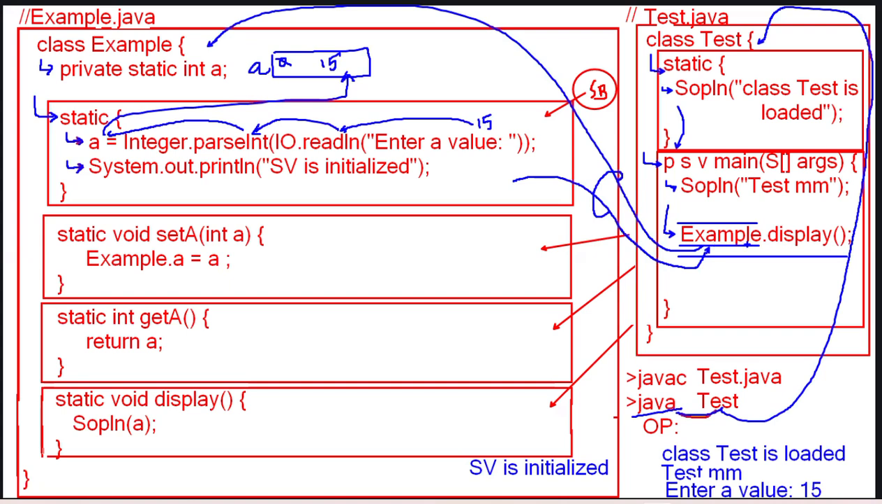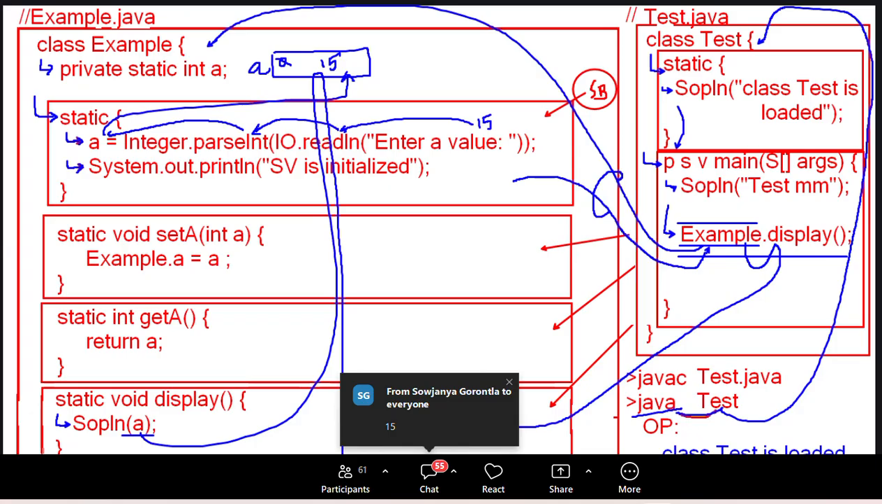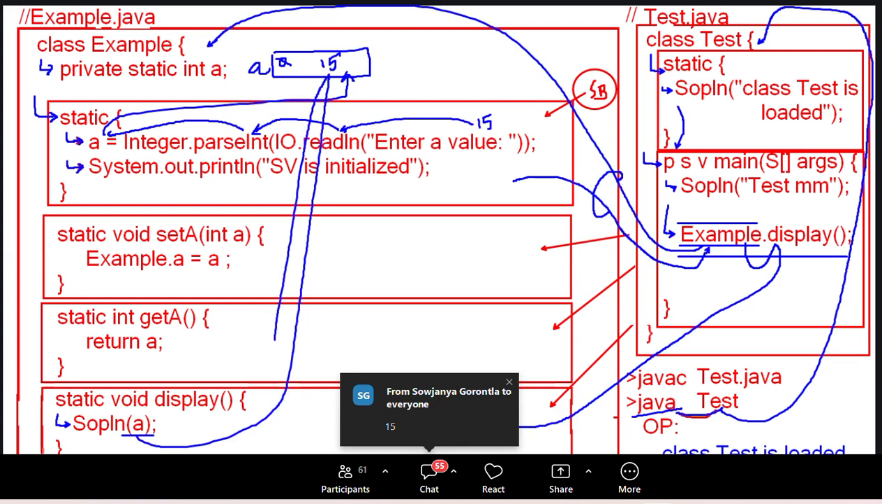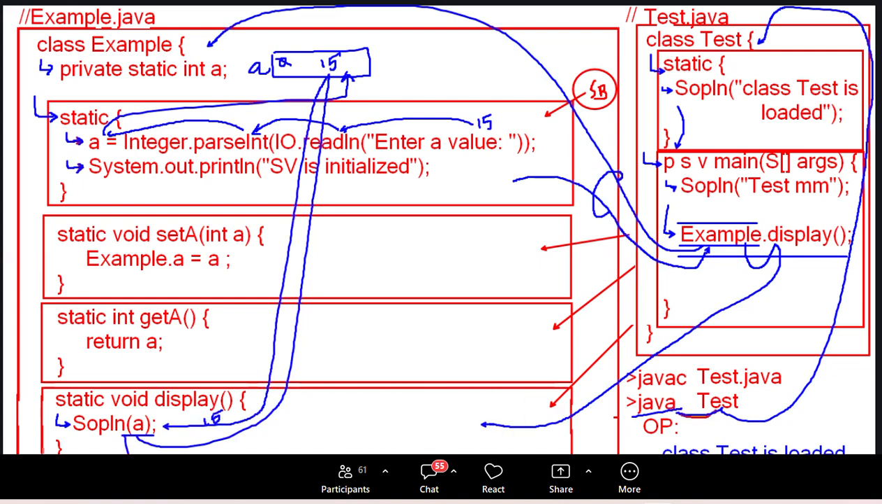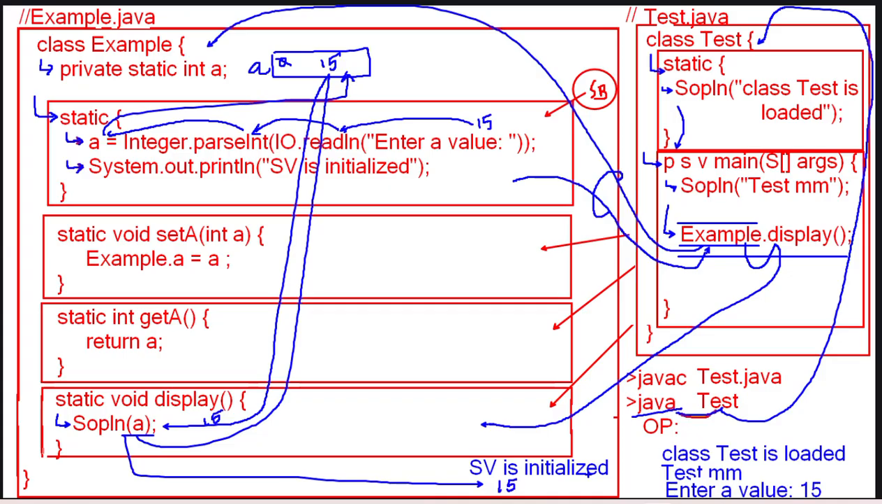Then the dot in Example.display is executed, so Example.display runs. Now control goes to the display method. What is written in the display method? println(A). The A value is read from memory. What is A? 15. That 15 is read from memory and given to println, which prints it on the console. So the static block's initialized value is available after static block execution because the value is stored in the static variable. So this is the flow of execution.